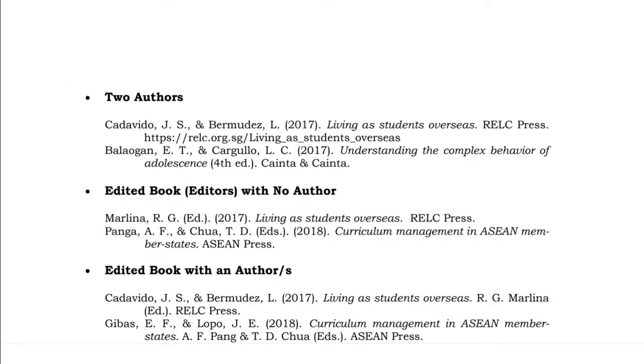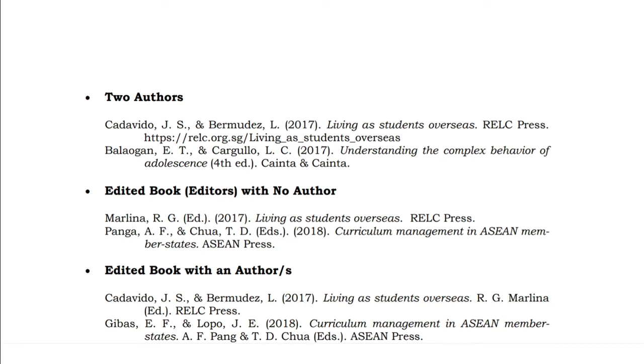For the 2 authors, here are the examples. Cadavido J.S. and Bermudez L. 2017, Living as Students Overseas, RELC Press, https://relc.org.sg/living as students overseas, and Balogan E.T. and Cargullo L.C. 2017, Understanding the Complex Behavior of Adolescents, 4th edition, Kainta and Kainta.